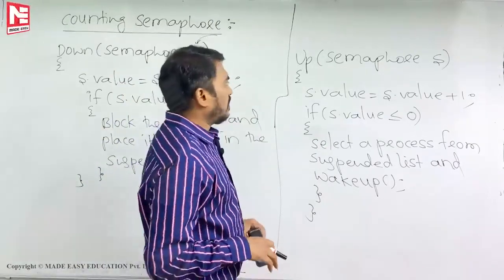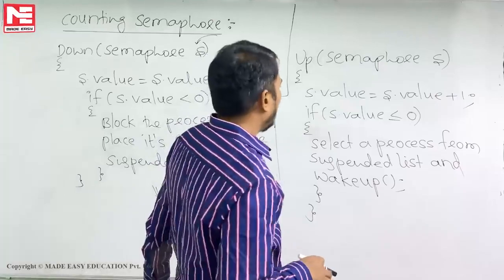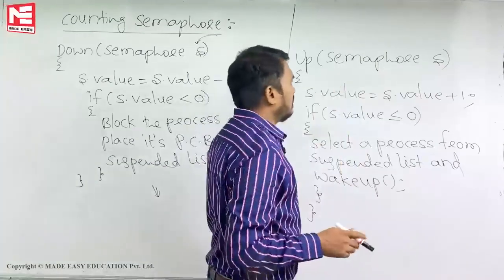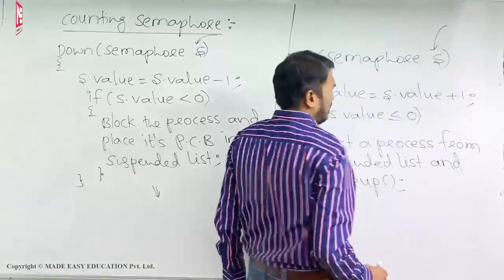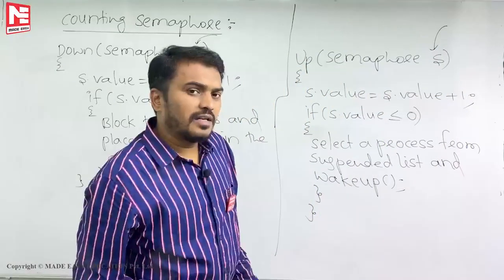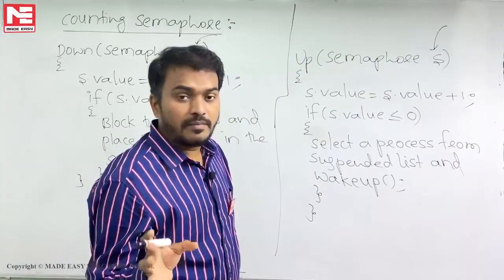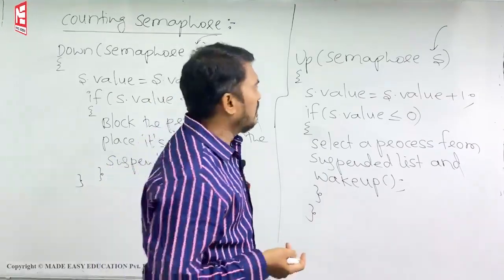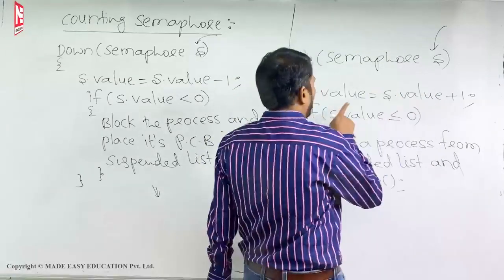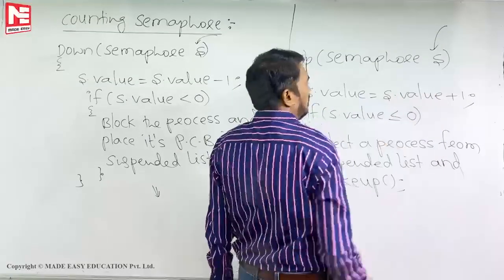So next, come to the up operation. In the up operation, same thing here also: you are reading the semaphore value. Now, what can the semaphore value be? Any value from -infinity to +infinity, because it is a counting semaphore. You are reading the semaphore value, and after that you are incrementing the value by 1.